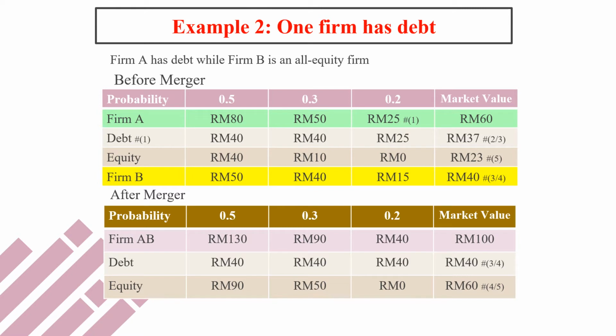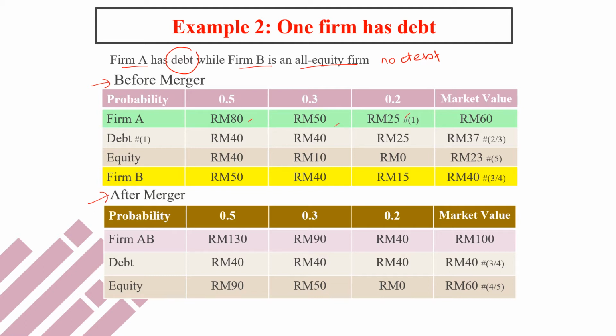Okay, so this is example 2 where one firm has debt. It means that firm A has debt, while firm B is an all-equity firm. It means no debt. So, kita tengok soalan ni macam mana dia trade. Okay, so dia ambil the same example. This is before merger and after merger. So, firm A ada debt. Bila ada debt, if you see in your previous slide, dia ambil amount yang sama juga.